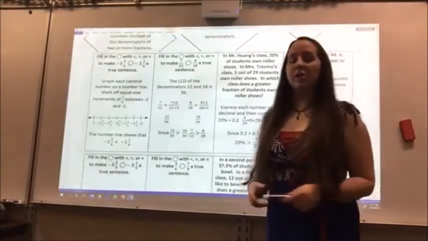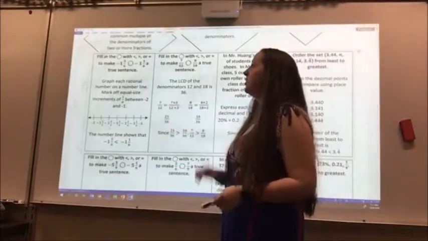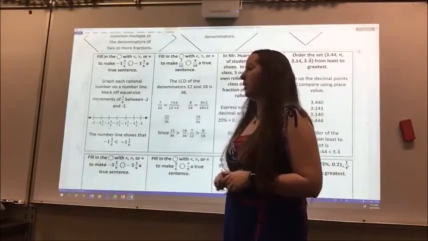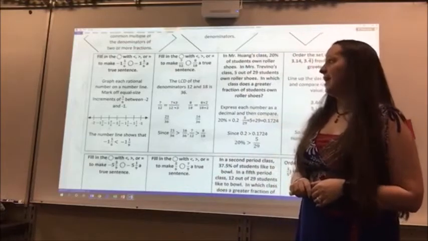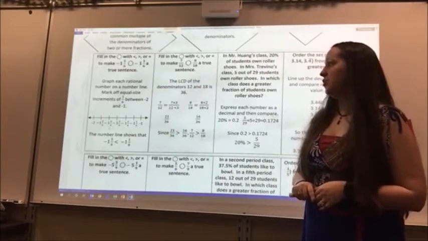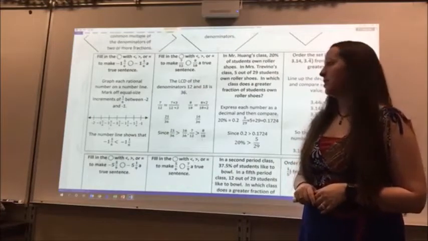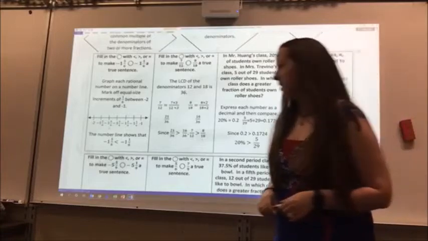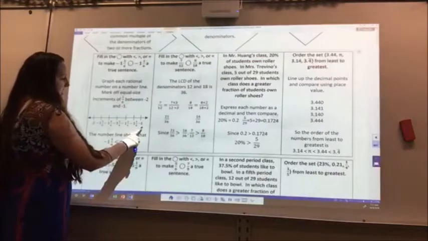All right, let's take a look at a couple of examples. The first example I have is: fill in the circle with less than, greater than, or equal to make negative 1 and 5/6 and negative 1 and 1/6 a true sentence. Graph each rational number on a number line. Mark off equal-sized increments of 1/6 between negative 2 and negative 1.